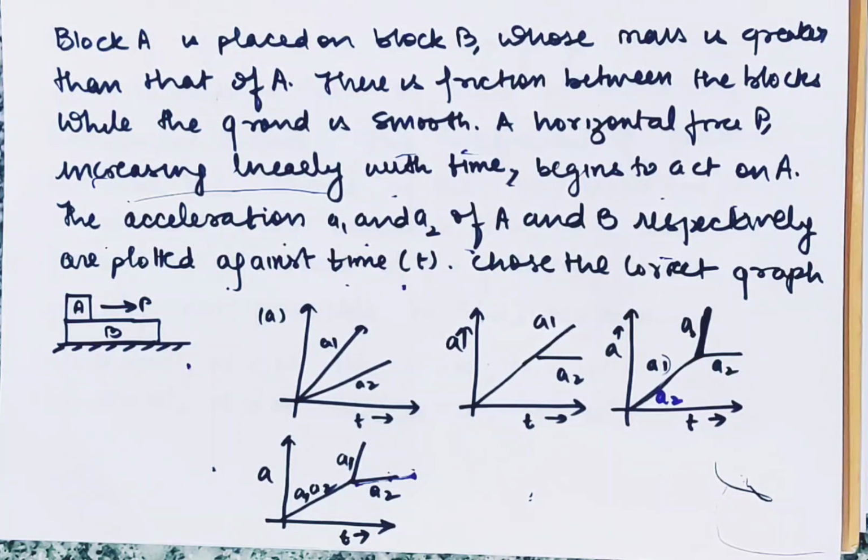The accelerations a1 and a2 of A and B respectively are plotted against time t. Choose the correct option from these four given options. So we can only choose when we have critically done the analysis of this question.